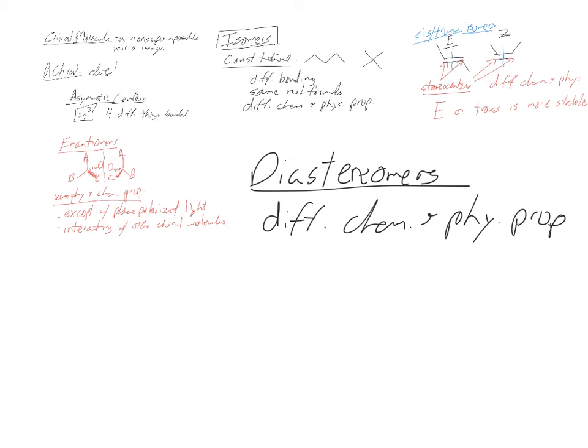If you have a compound with 3 stereocenters, say it's R, R, S, a diastereomer would be S, R, S. There's one different. One stereocenter is different. These 2 are the same, but this one's different. So they have different chemical and physical properties. Those are diastereomers. Good.